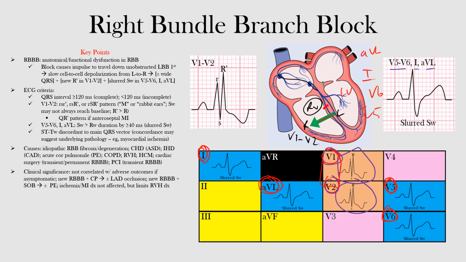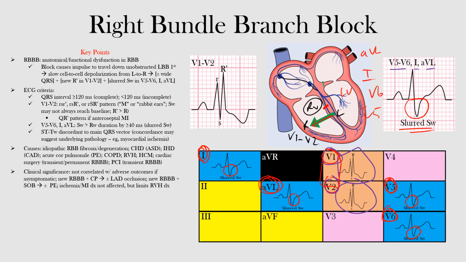We'll notice that this green vector is heading away from those leads, and because that vector is heading away, we're going to see a negative deflection. This is that slurred S wave, which is this portion down here, and you'll notice it in all these leads. Note that the slurred S wave should have a longer duration than the R wave in the lateral leads, often by at least 40 milliseconds, as it represents that new, slower, unopposed vector.